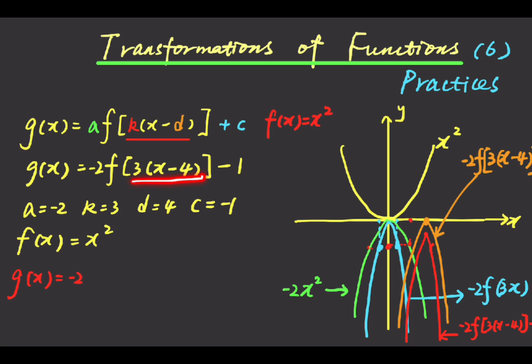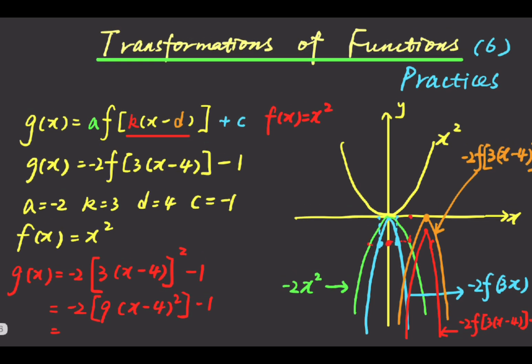g(x) equals negative 2. Here, you should regard this expression as the input. So you should plug in this expression into this expression. We can figure out 3x minus 4 squared minus 1. Okay, it is 9(x minus 4) squared minus 1. Finally, we can figure out the final expression, negative 18(x minus 4) squared minus 1. Okay, this is the final transformed function's expression. That's it.